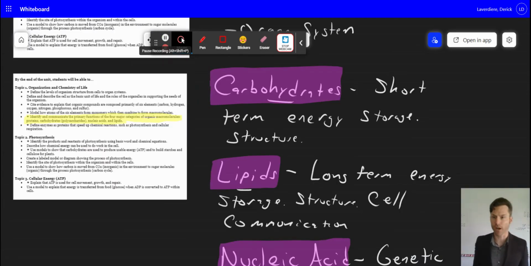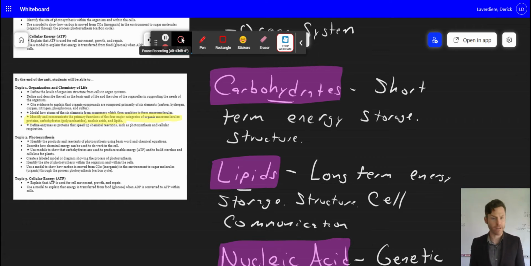All right, next topic here is identify and communicate the primary functions of the four major categories of organic macromolecules, which are proteins, carbohydrates, nucleic acids, and lipids. And so carbohydrates' primary function is to serve as a short-term energy storage unit. Carbohydrates are things like sugars and starches.